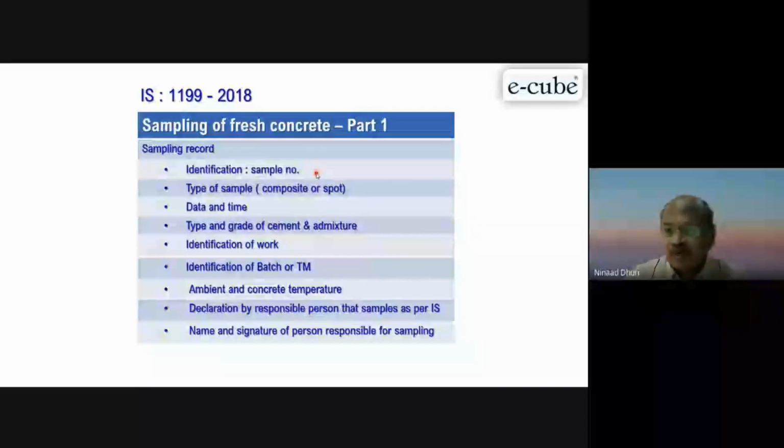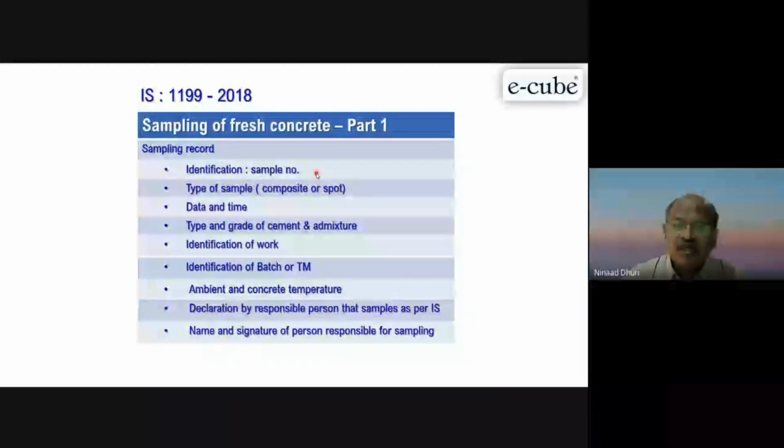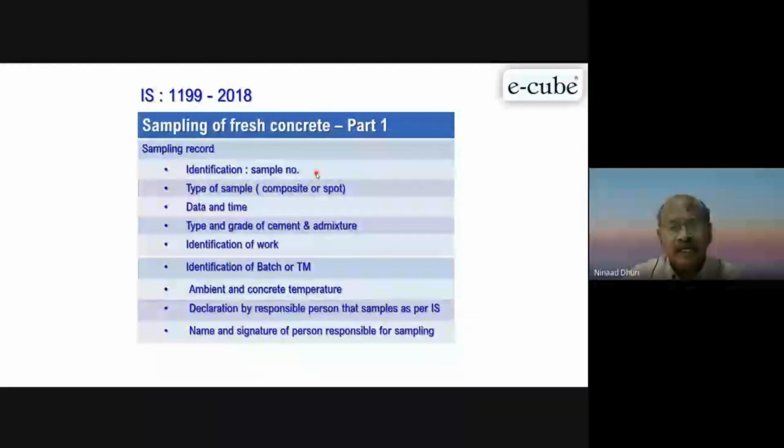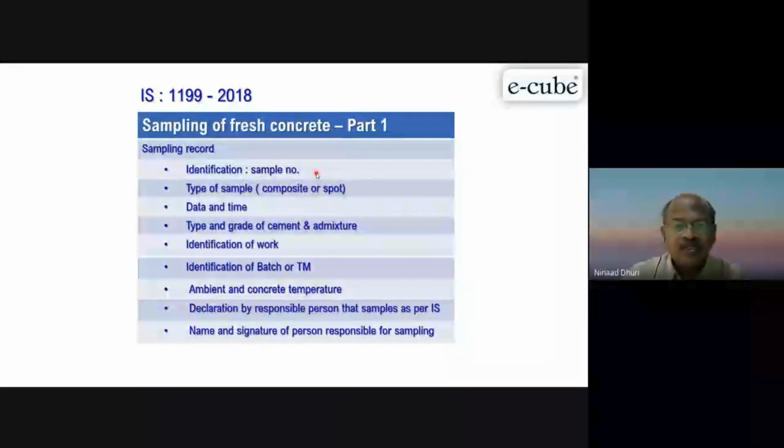So you should have an alphanumeric number. You are free to decide that. See that it should always be a unique number, so there is no confusion about a sample taken on Monday or a sample taken on Saturday. Any day should not be combined. So that one has to see.